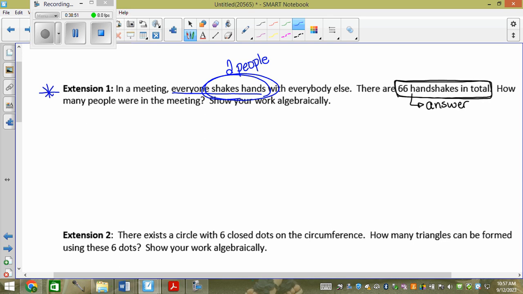So, 6 is not the answer. 66 is the answer. Is it a permutation or a combination? It's a combination because it didn't matter how aggressively I walked up to him. And we're choosing how many at a time? 2. The question says, how many people were in the meeting? What don't we know? n.